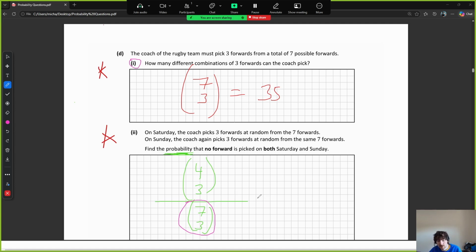Okay, so let's type that into a calculator and then we'll move on. 4 choose 3 over 7 choose 3, and that is 4 over 35. Okay, great, and that's a probability because it's less than 1. Okay, right, I'll clear this away.